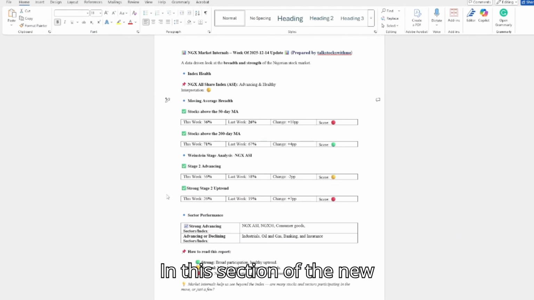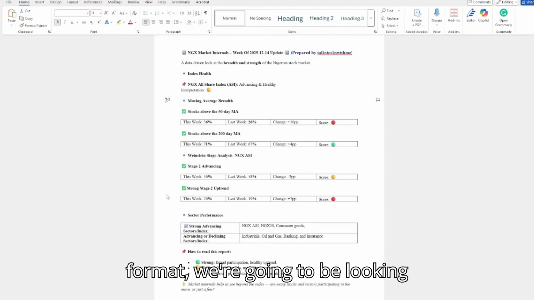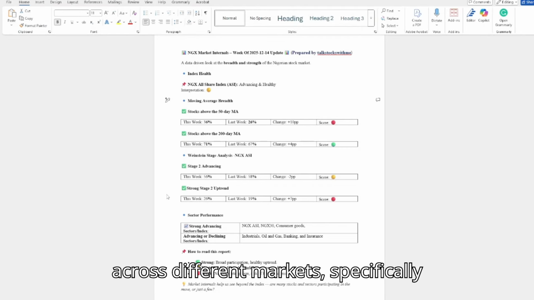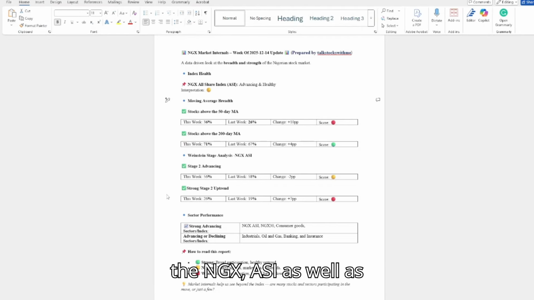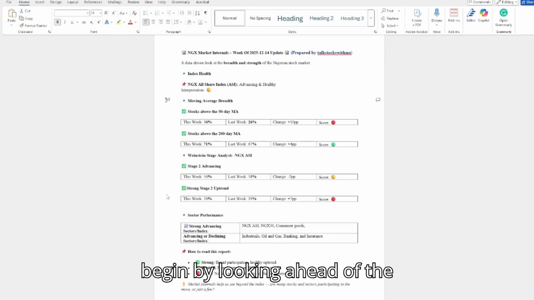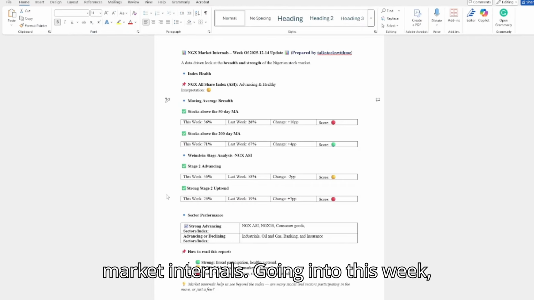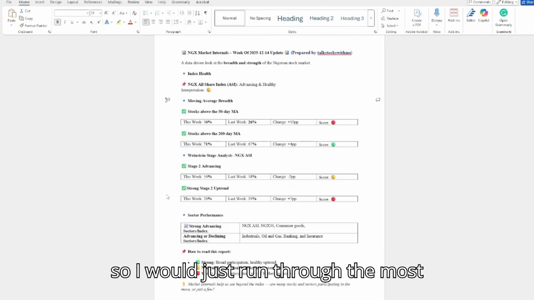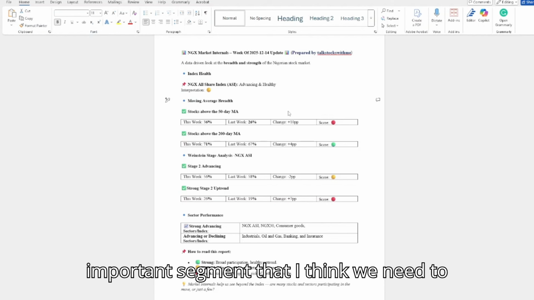In this section of the new format, we're going to be looking across different markets, specifically the NGX ASI as well as the US market, for opportunities. Let's begin by looking beneath the hood of the NGX. This is what I call NGX market internals going into this week. I'll just run through the most important segment that I think we need to understand.